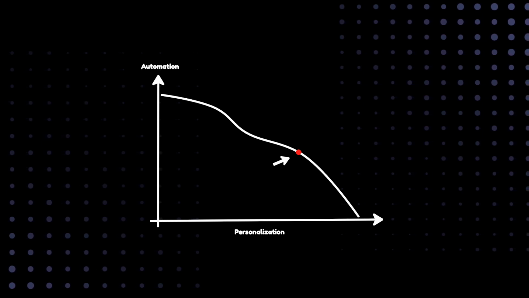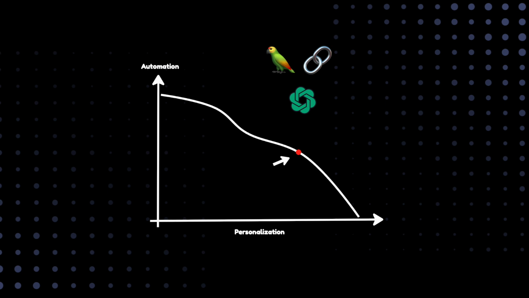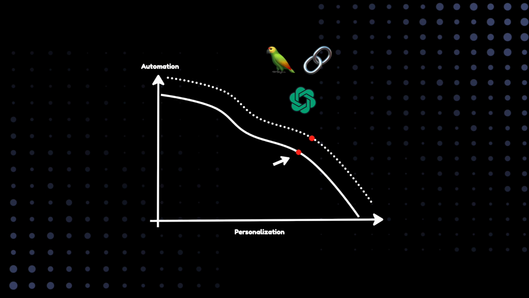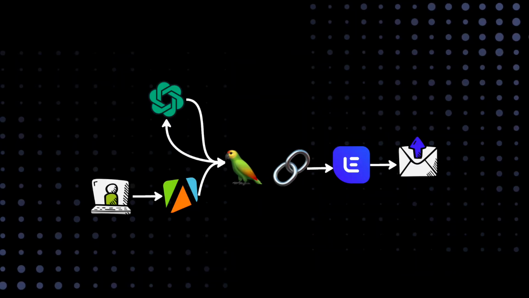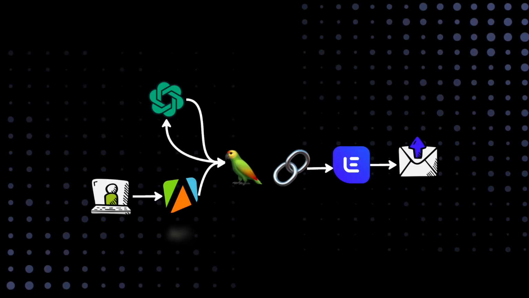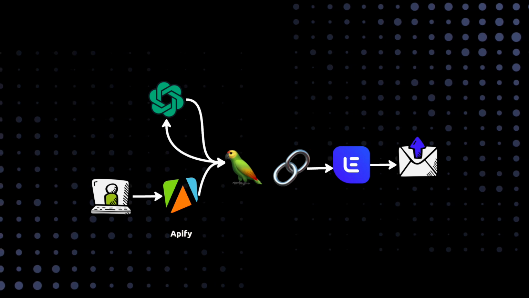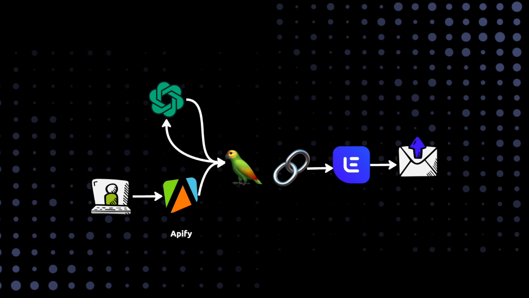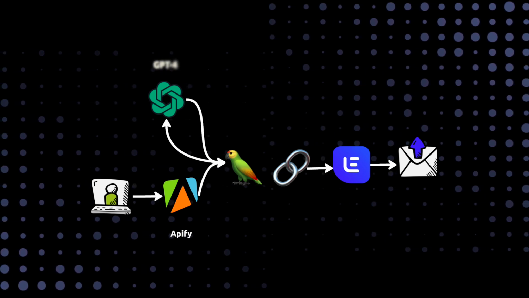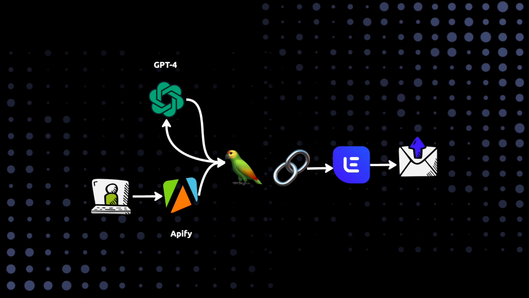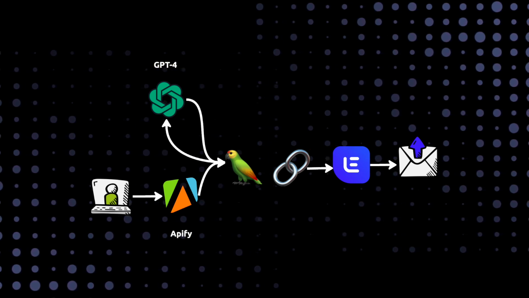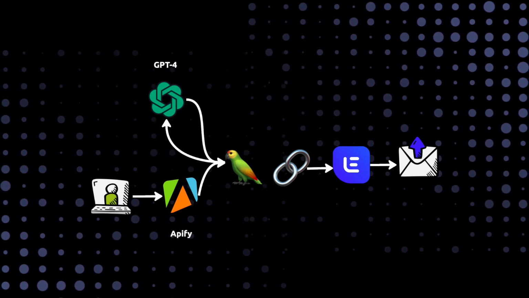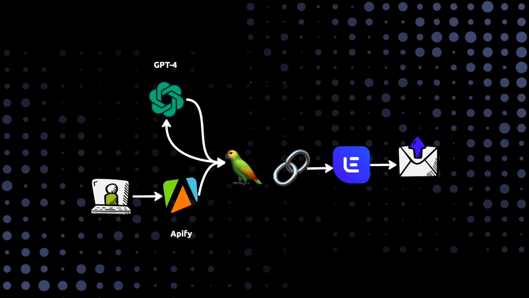In this video, I'm going to show you how we can use LangChain and GPT-4 to move this frontier and achieve a higher level of both personalization and automation. We're going to utilize two out-of-the-box LangChain integrations. The first is the Apify LangChain integration that allows us to extract context for personalization from external web pages, Twitter, or LinkedIn. The second is the LangChain OpenAI integration that allows us to have GPT-4 use the extracted context to formulate an email. The output from LangChain can then be directly imported into Lemlist.